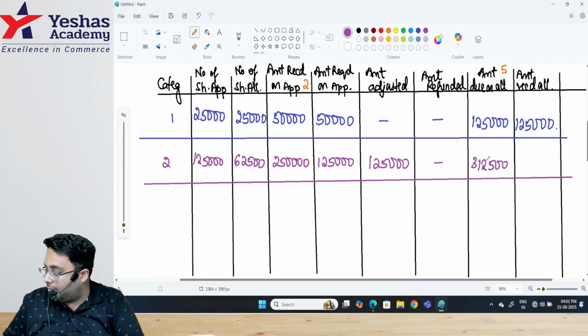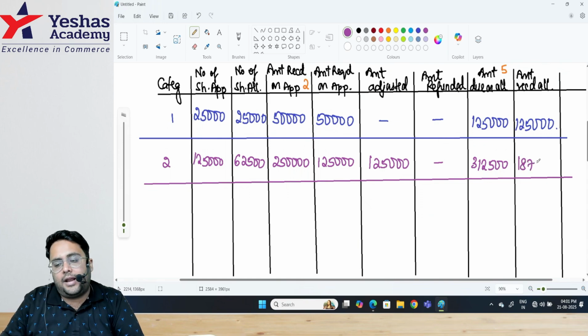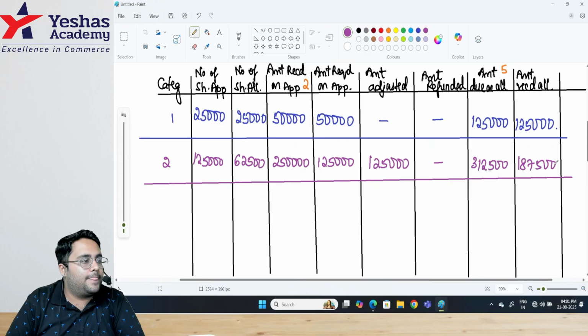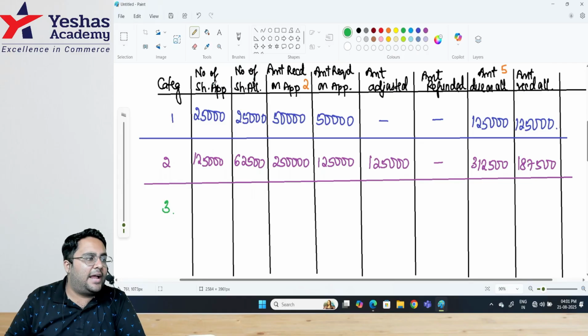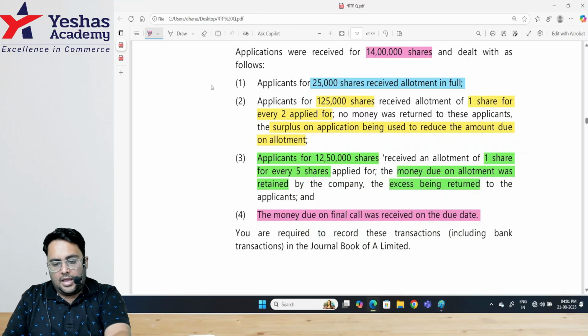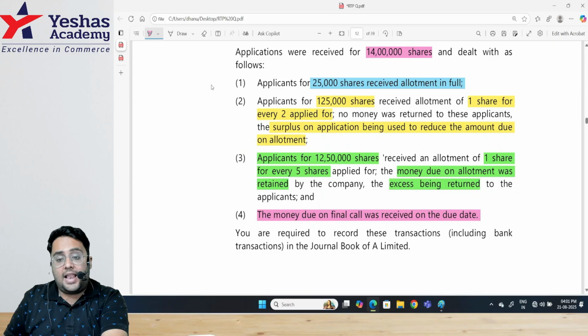3,12,500 is due. But how much will I receive? 1,25,000 I received in the application stage. So now I will receive 1,87,500. How many of you got this also correct? Good. Let me come down to category 3. Category 3, number of shares applied. Kitna? Marking in green color on screen.